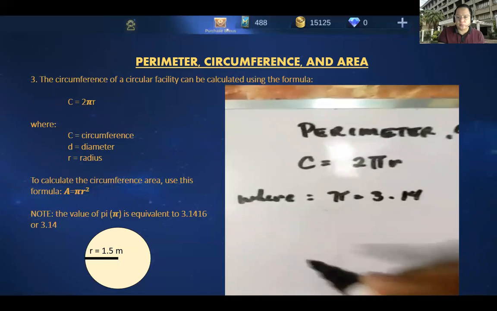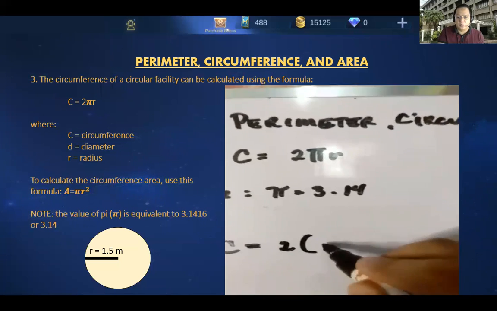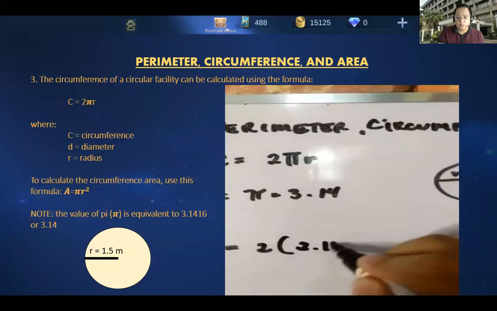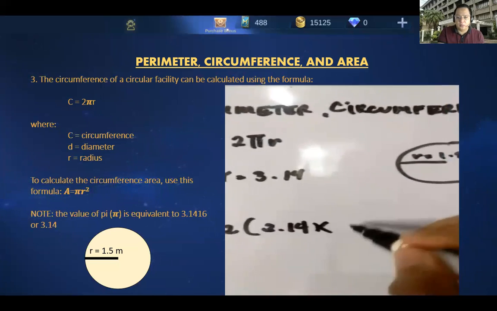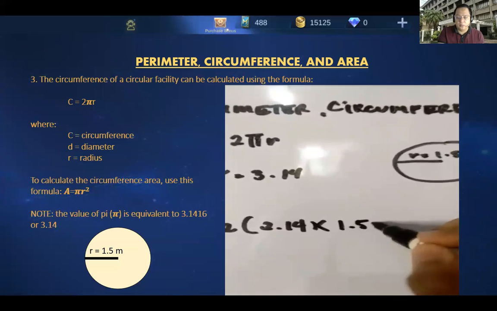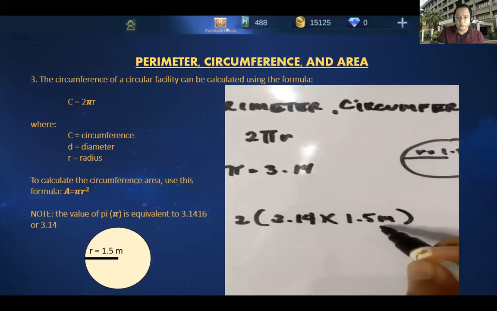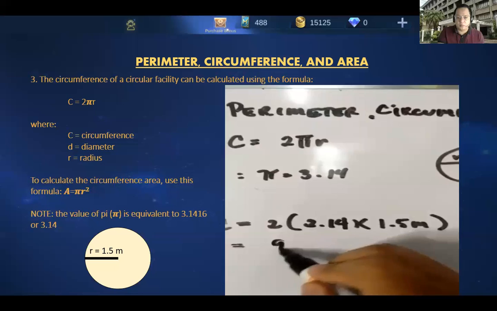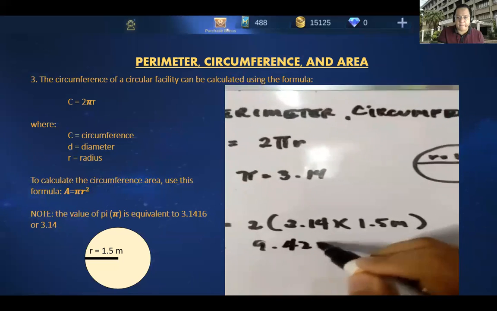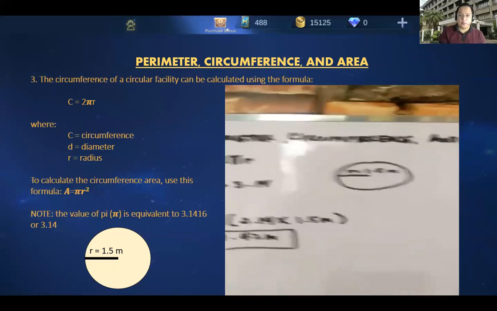So let's compute the circumference. C is equal to 2 times pi, which is 3.14, times our radius, 1.5 meters. So 3.14 times 1.5 meters times 2, our answer is 9.42 meters. So this is our circumference for the circle.